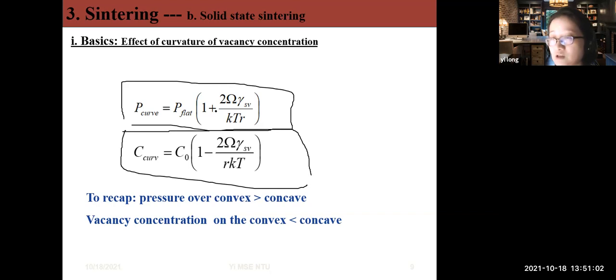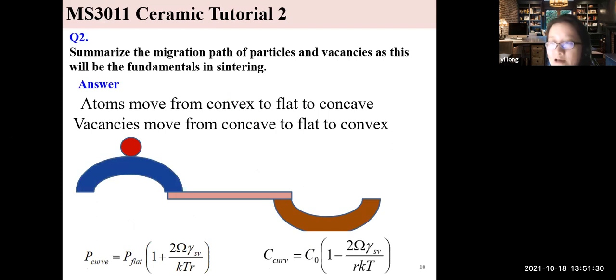Since you have changed the sign, one is positive, one is negative. To recap, the pressure over the convex is higher than the concave, which means the mountain has the highest pressure and the valley has the lowest pressure. But the vacancy is the other way: the valley has the higher vacancy concentration and the mountain has the lower vacancy concentration. So they're the opposite. Then it's very simple for us to calculate this equation to answer these questions. Atoms move from the convex to flat to concave. Vacancies move from concave to flat to convex. It's a very, very straightforward one.